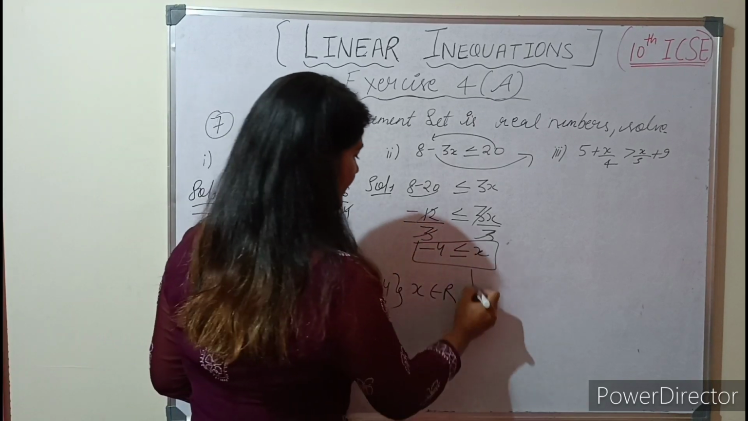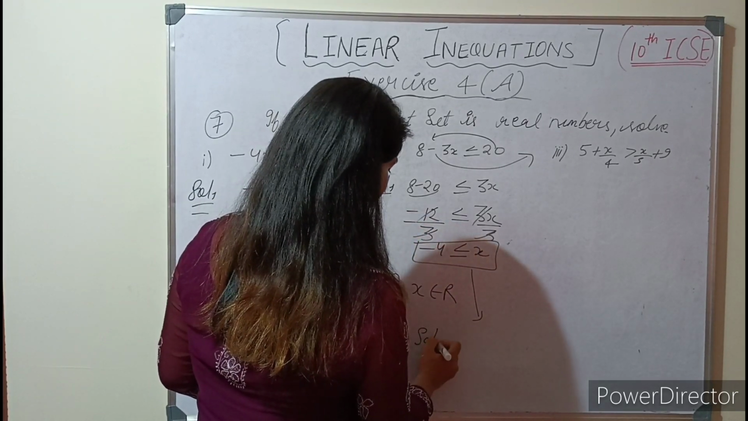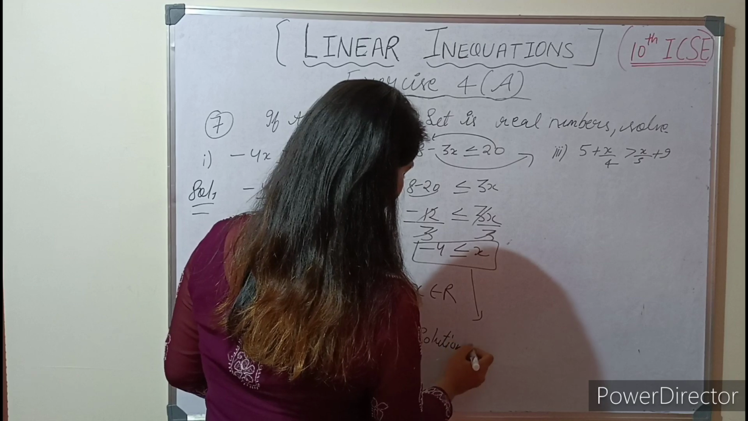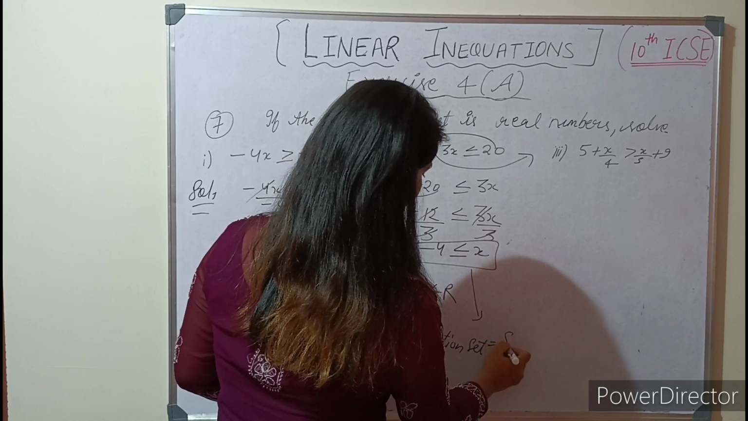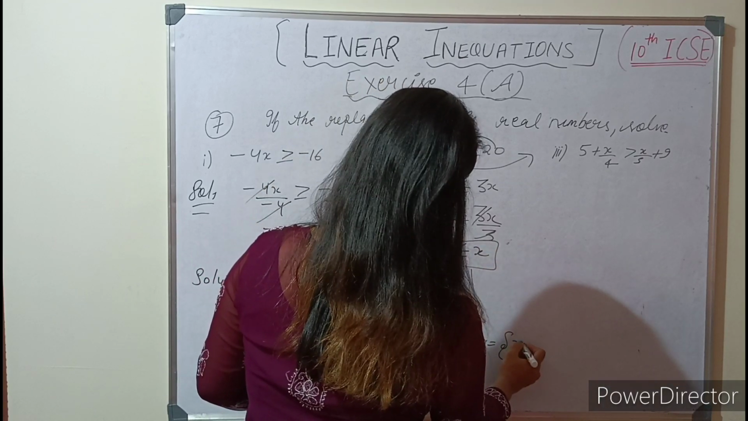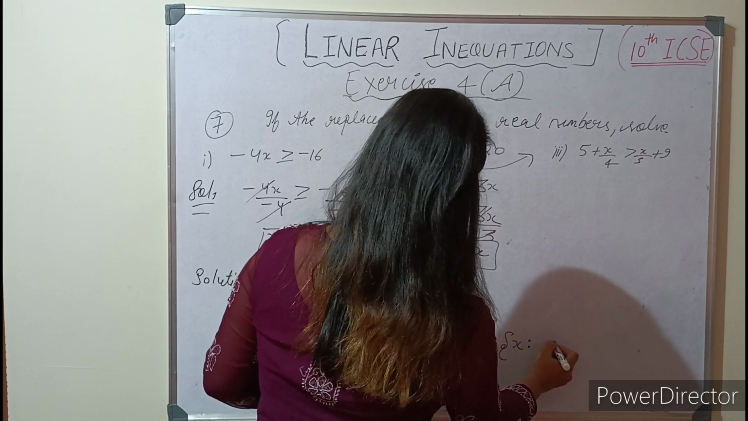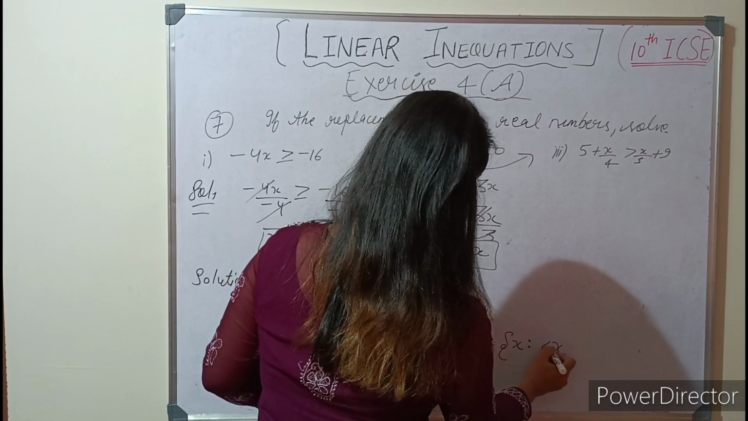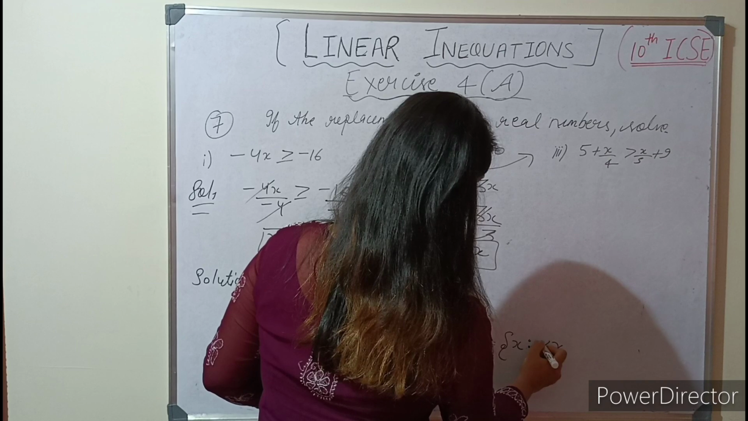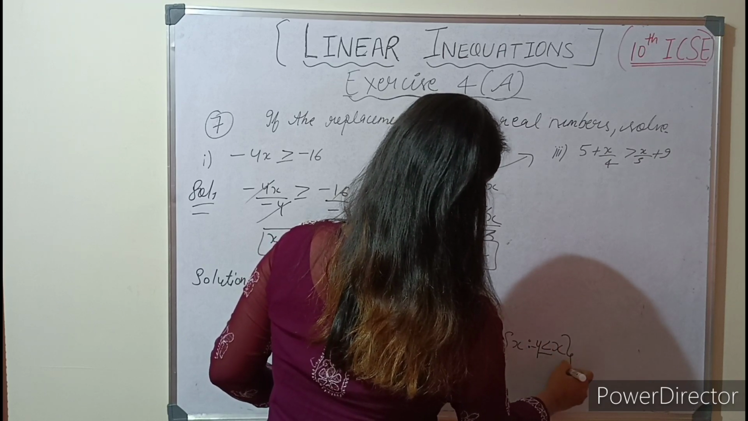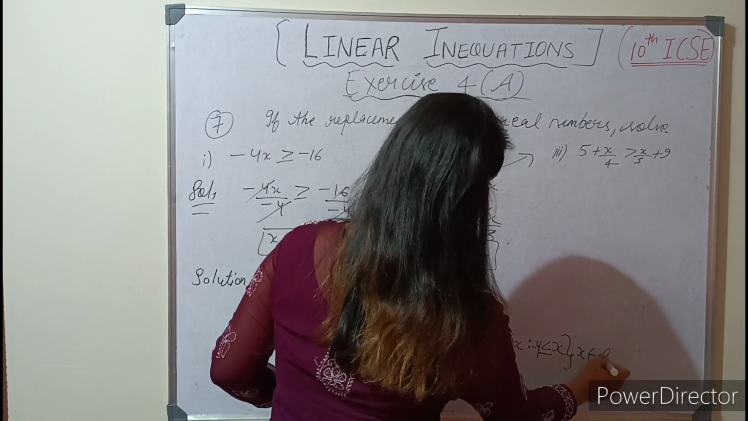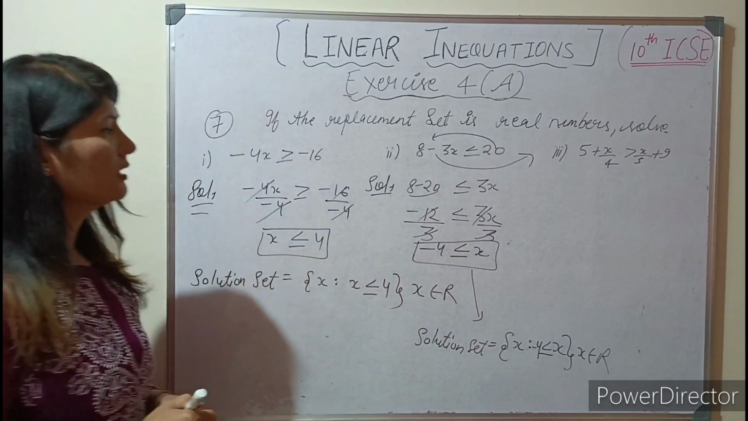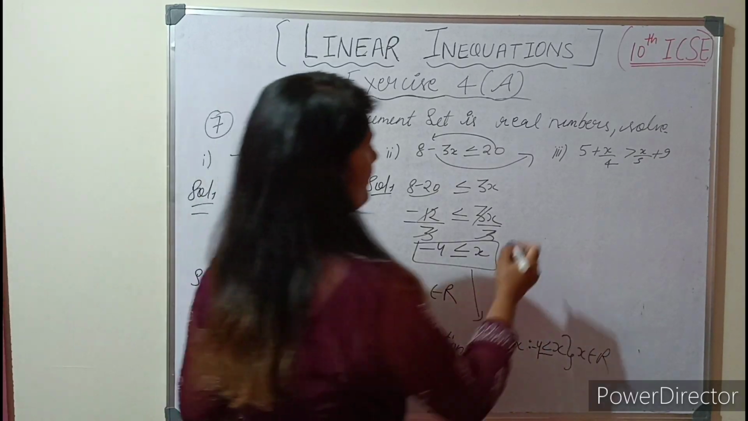So here again, the solution set you will write in this way. Draw a curly bracket, x such that the value of x is more than or equal to minus 4, and just close the bracket and write here x belongs to R. That's it. Now moving to the third part.